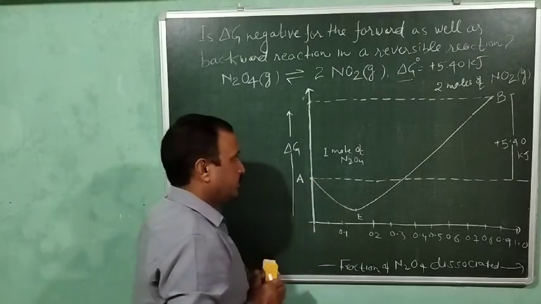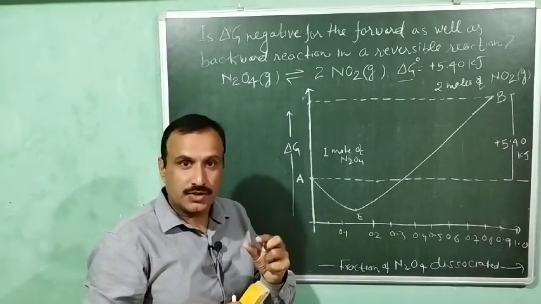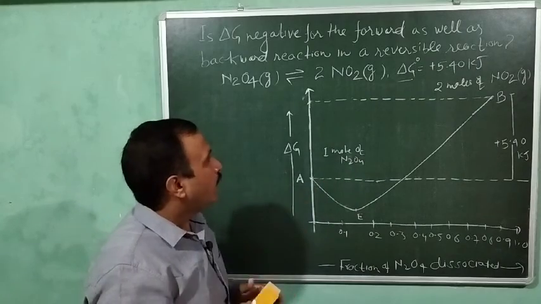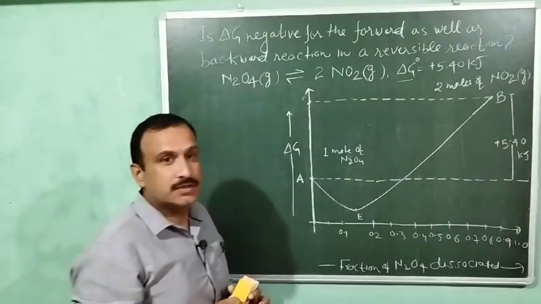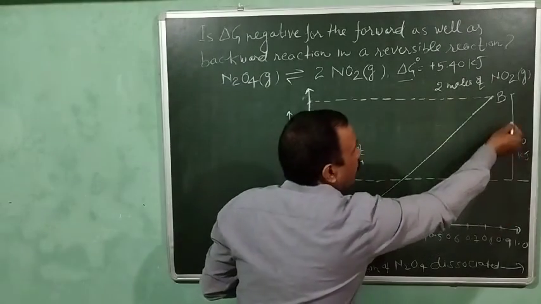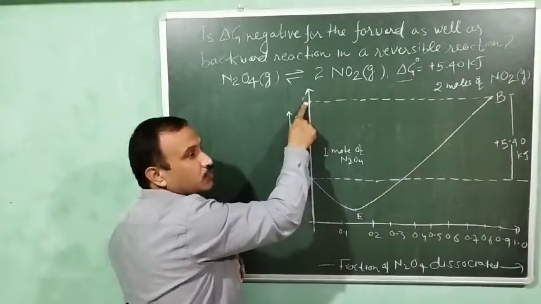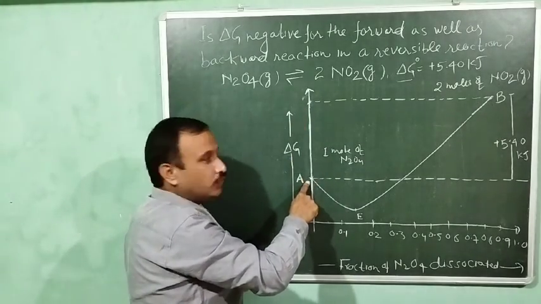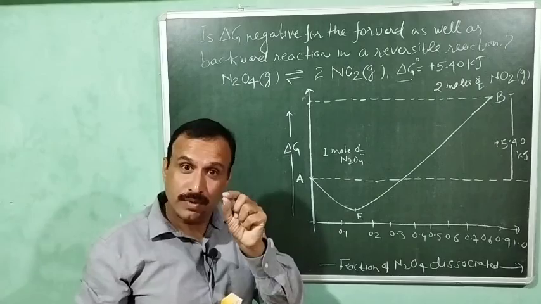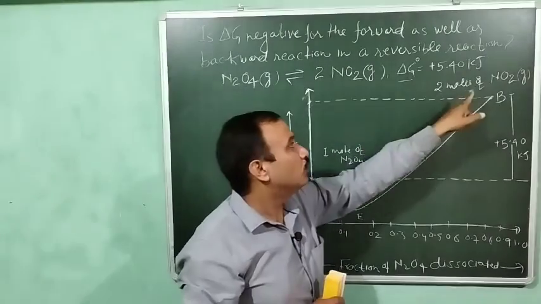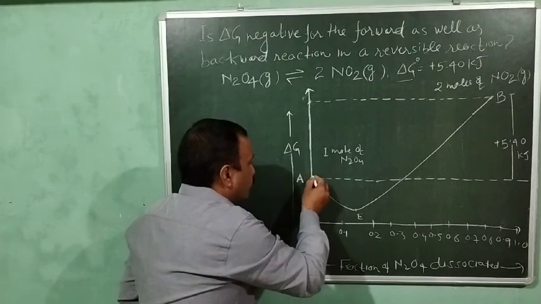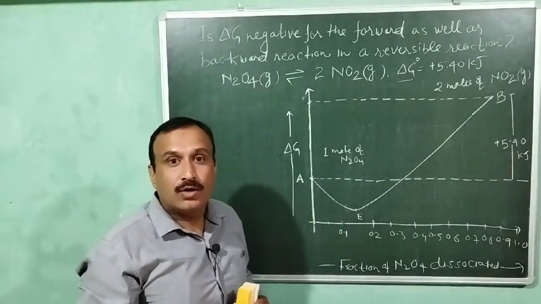And this point A gives us the free energy of your 1 mole of N2O4 or the standard state free energy of 1 mole of N2O4, and this point B gives us the standard state free energy of 2 moles of NO2, and this is the free energy change, that is difference between the free energy of your 2 moles of NO2 and 1 mole of N2O4, and it is equal to plus 5.40, and as I said it is for the forward reaction and it is for the complete conversion of 1 mole of N2O4 into 2 moles of NO2. Understood?